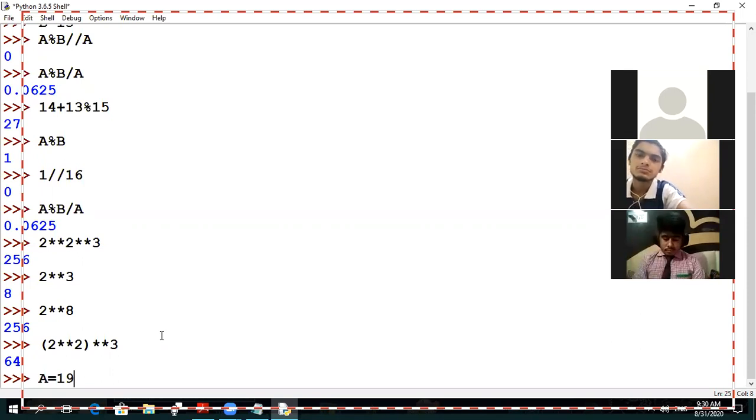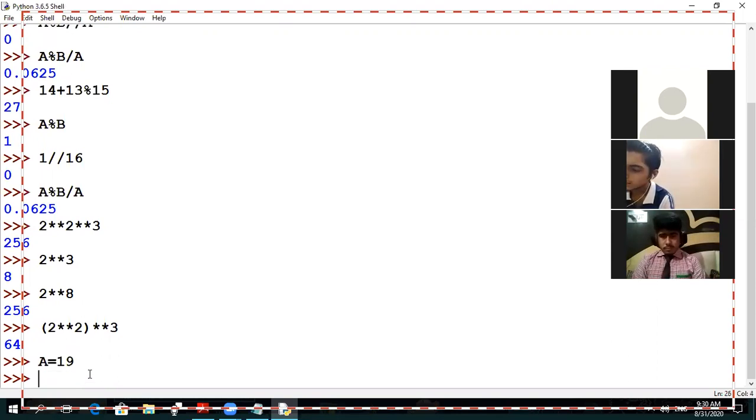Means during the assignment you have told what type it is, so this type is known as static typing. The definition is saying that in static typing, a data type is attached with a variable. So here the data type is integer. So integer type is attached with the variable when it is defined first. This is the first time I am assigning the value A equals to 19. So this is static typing.